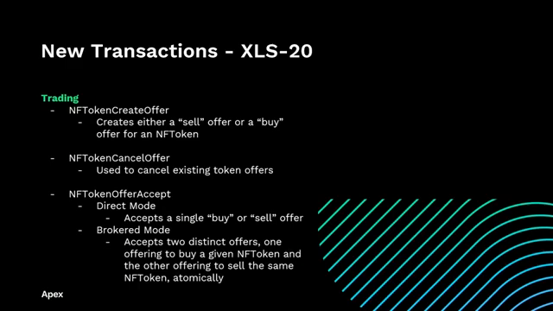The second transaction is the NF token cancel offer, which is used to cancel the existing token offers in the decentralized exchange that were created using the NF token create offer transaction. And there are at least 4 ways that a particular offer can be canceled. First, it can be canceled by the actual creator of the offer. Second, it can be canceled by the issuer of the NF token, who might not necessarily be the owner at the time, if the appropriate flag is set.